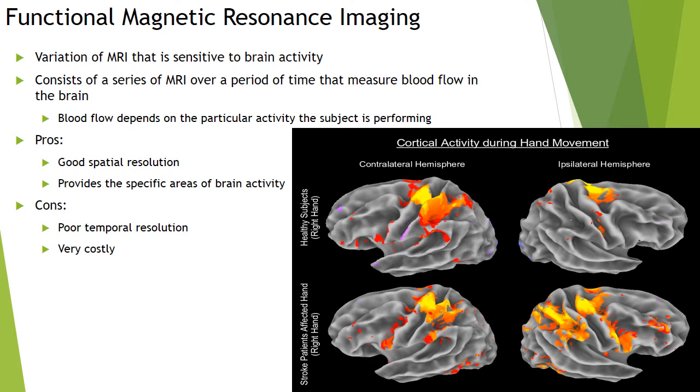Functional magnetic resonance imaging, or fMRI, is a variation of MRI that is sensitive to brain activity. It consists of a series of MRIs evaluated over a period of time that measure blood flow in the brain. Blood flow, on the other hand, depends on a particular activity a subject is performing.